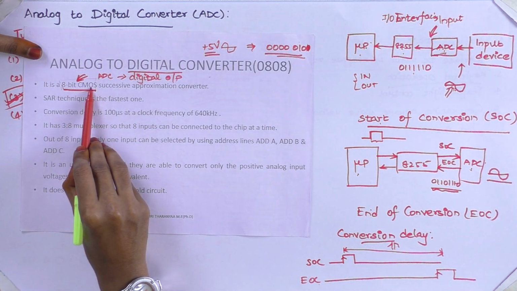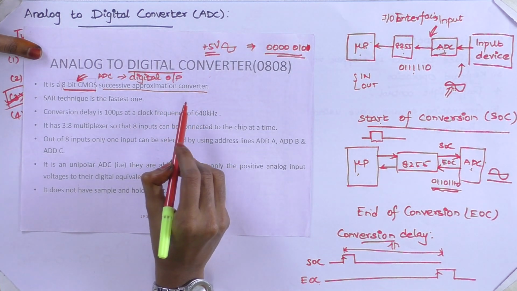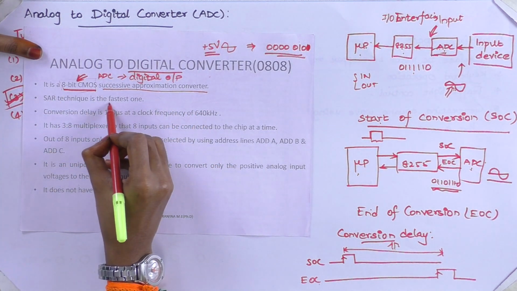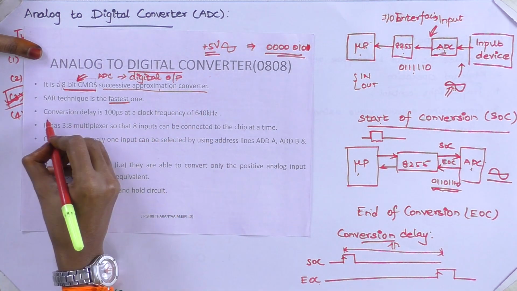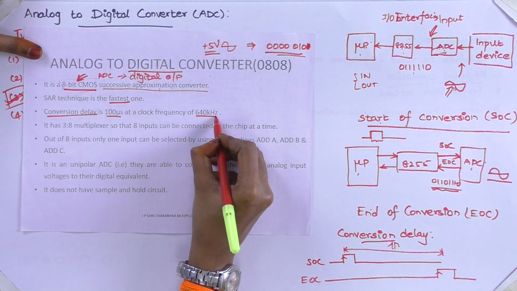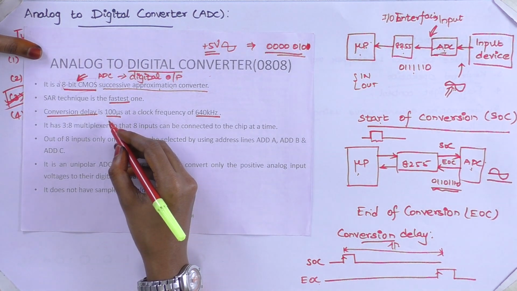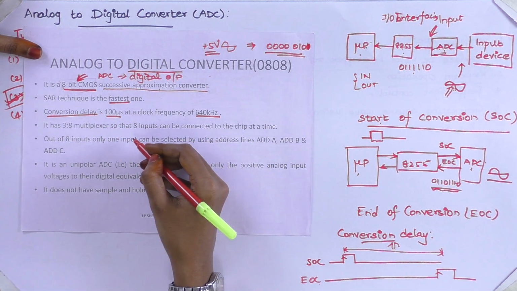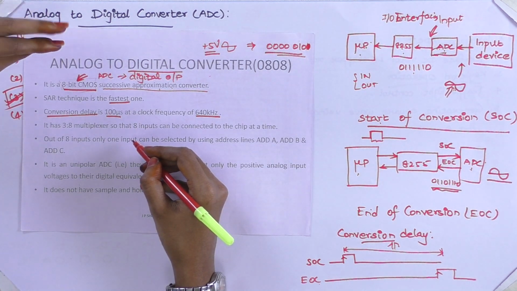So it is an 8-bit CMOS device which adapts the successive approximation method. Fine. So it's a faster one, as I have already told you, compared to the other device, and the conversion delay of this IC is 10 microseconds at a clock frequency of 40 kilohertz. The conversion delay, as I have already told you, is nothing but the time taken by the device to convert analog data into digital data.